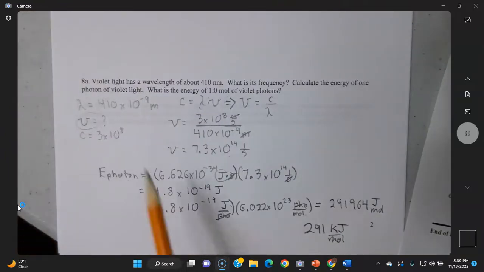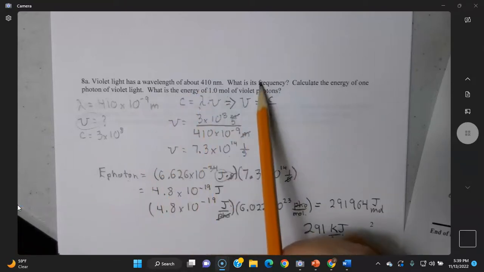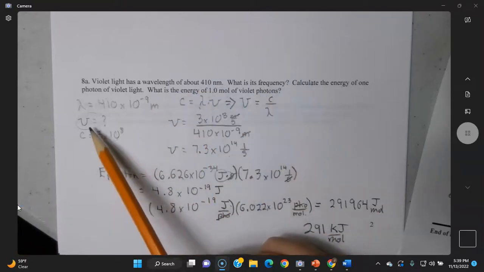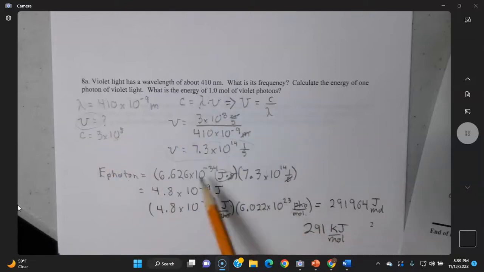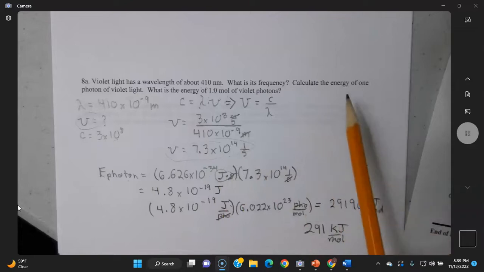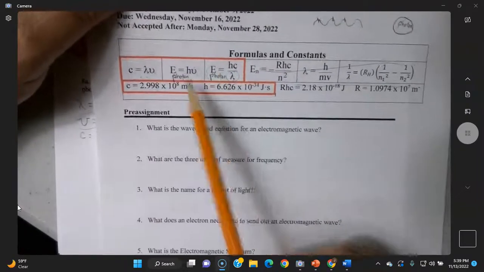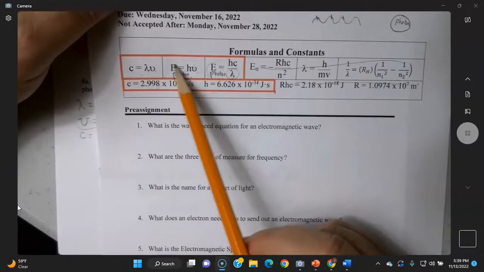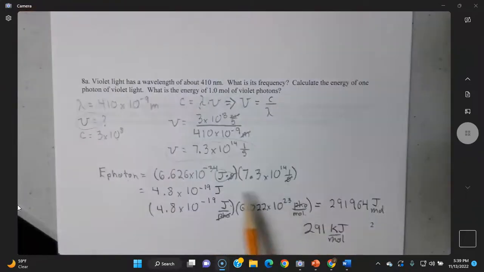So let's review. You were given a wavelength. You're asked to find the frequency. You know the speed of light. So you just solve the wave speed equation for frequency and you come up with that number. Then it says calculate the energy in 1 mole. So the first equation, the one we just used, was this one. Now the energy in 1 photon is that frequency we just calculated times Planck's constant. So there it is right there for 1 photon.